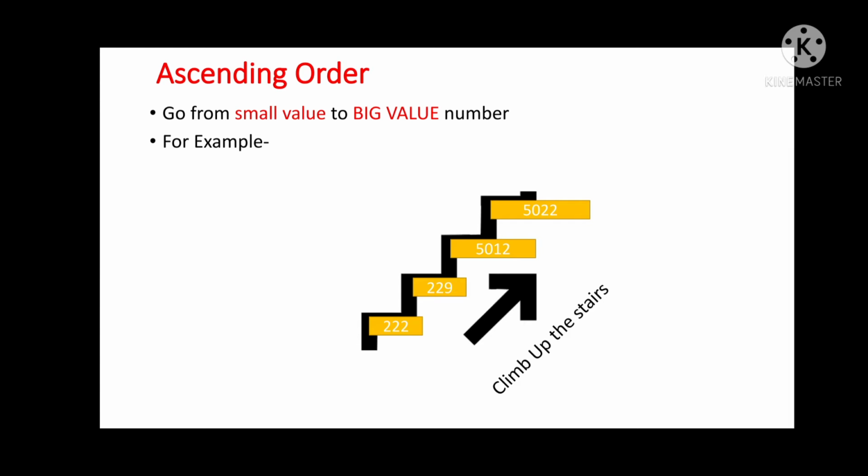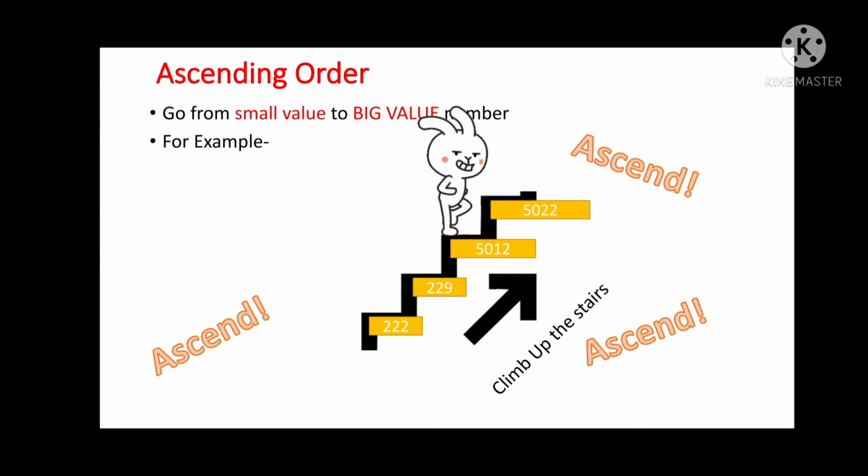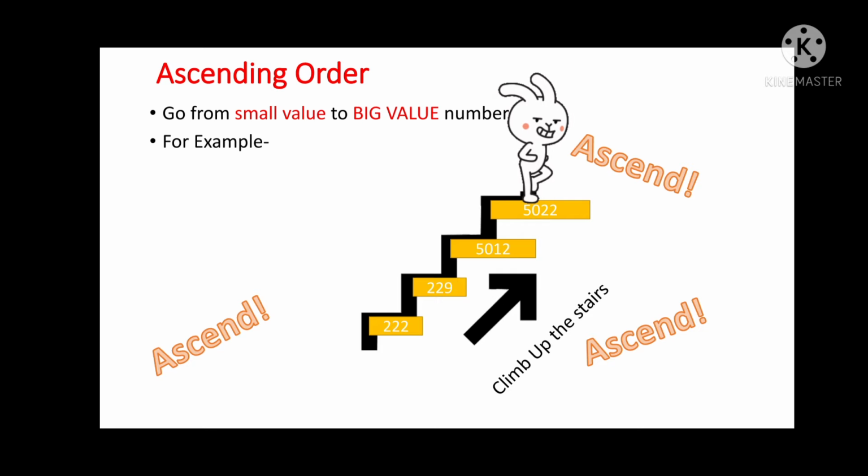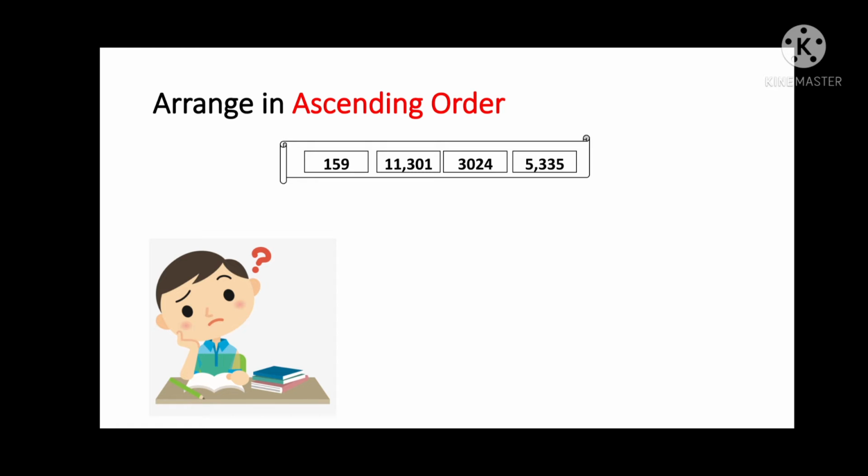Here's one more example. Look at the place value of numbers and think, what could be the smallest? That would be the first. What would be the biggest? That would be the last. So, hey bunny, ascend. The bunny has ascended from the lowest or the smallest value number to the biggest value number. Smallest value was 222, then 229, then 5012, and then 5022. I think we understood. Now, let's solve a question.